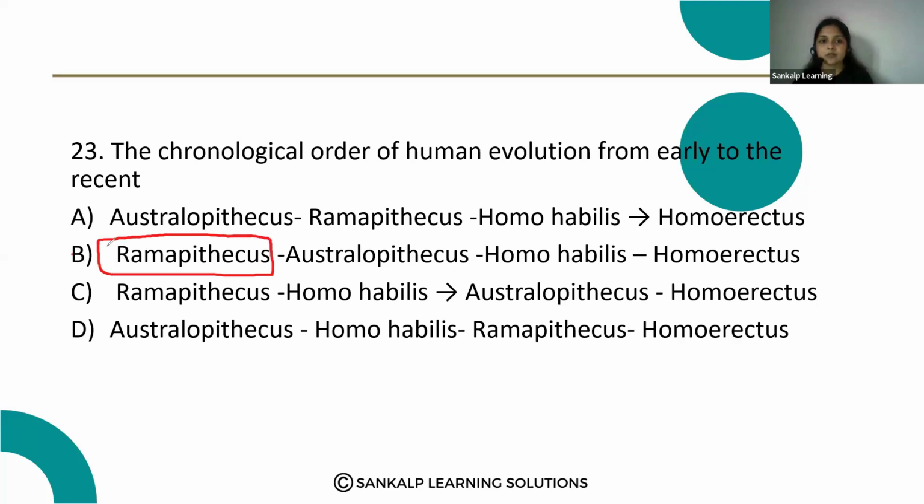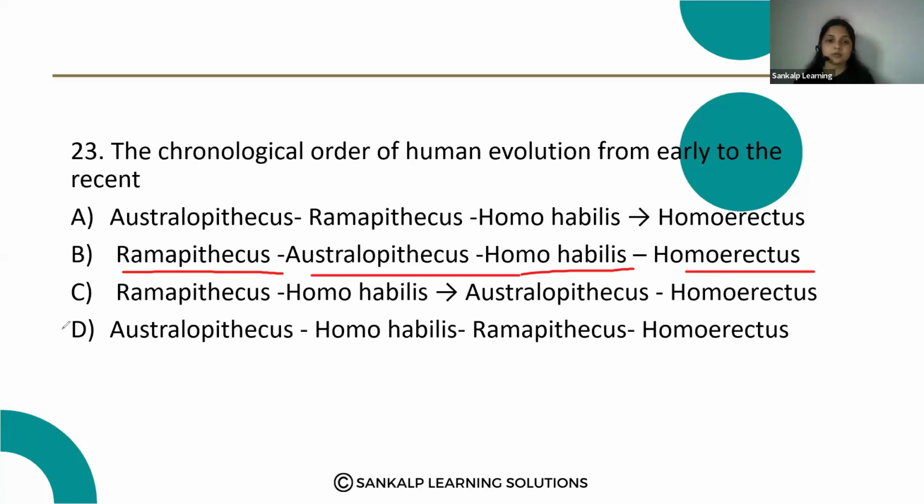First is Ramapithecus. In options B and C we can see Ramapithecus. But after that, Homo habilis did not develop directly. After that came Australopithecus, then Homo habilis and Homo erectus. Option B is the correct answer: Ramapithecus, Australopithecus, Homo habilis, Homo erectus. So dear students, please note down the important features of Ramapithecus, Australopithecus, Homo habilis and Homo erectus, their brain capacities, when they were found, and where they were found. This is also very important.